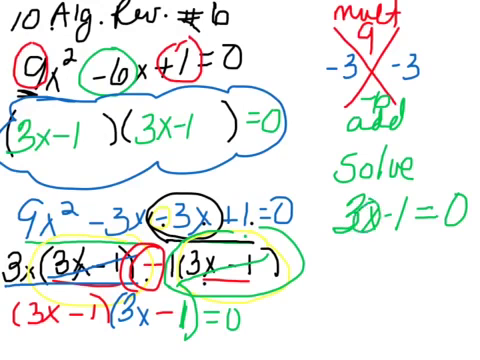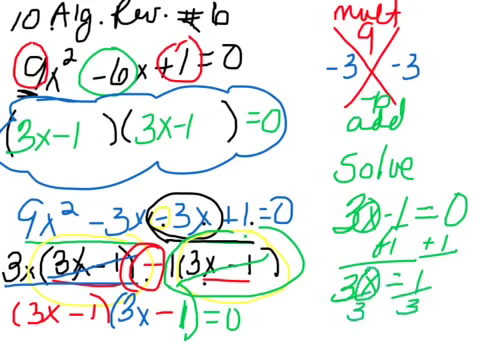I'm going to solve for x. I'm going to add 1 to both sides. I'm going to get 3x equal 1. And now to solve for x, I'll divide both sides by 3, and I'll get my answer, x equal 1/3. That's the solution. That's actually the answer we want.